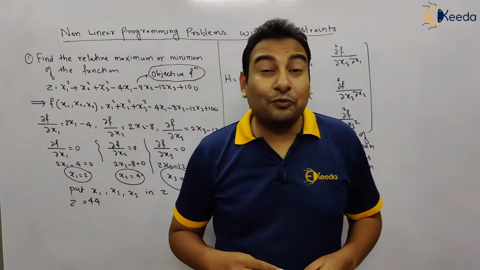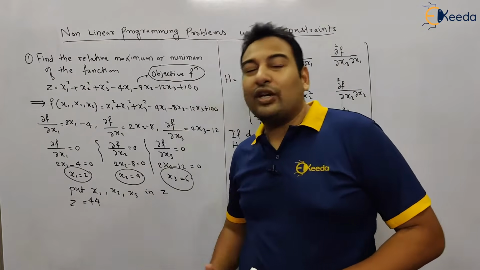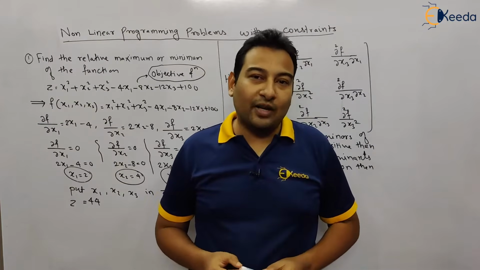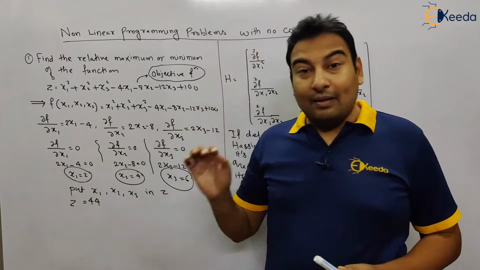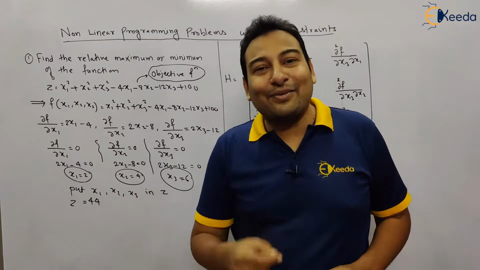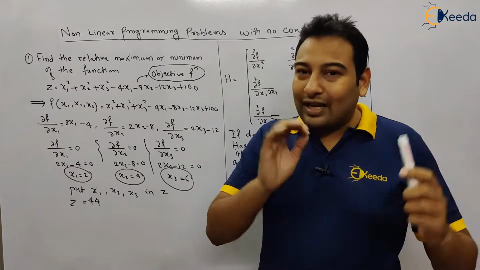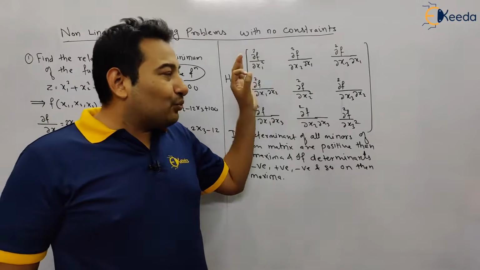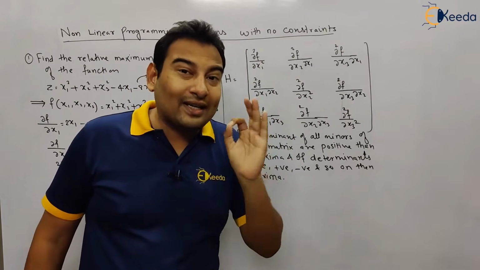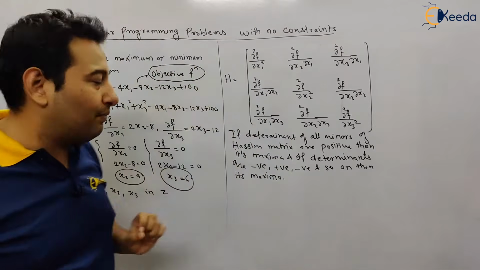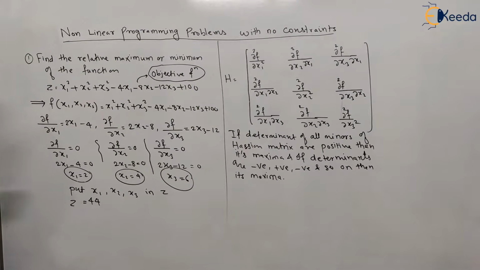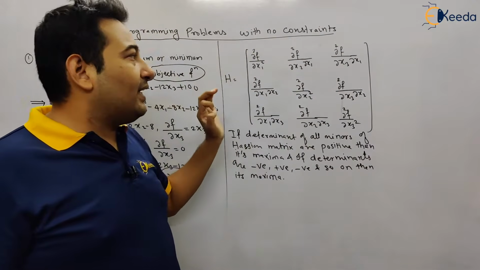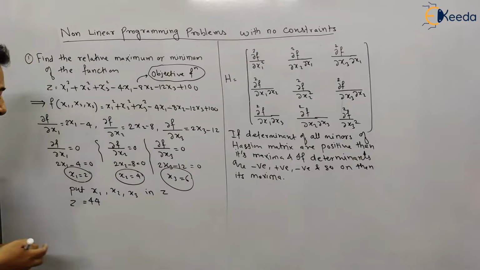The last thing left in this particular problem is whether the value that we got is a maximum value or a minimum value. We got the value, but we need to check whether it's a maximum or minimum. For that purpose, we need to go ahead with the Hessian matrix. The Hessian matrix will decide whether the value that we got is a maximum or a minimum. For doing that, we need all these values. So let us quickly calculate all these values.